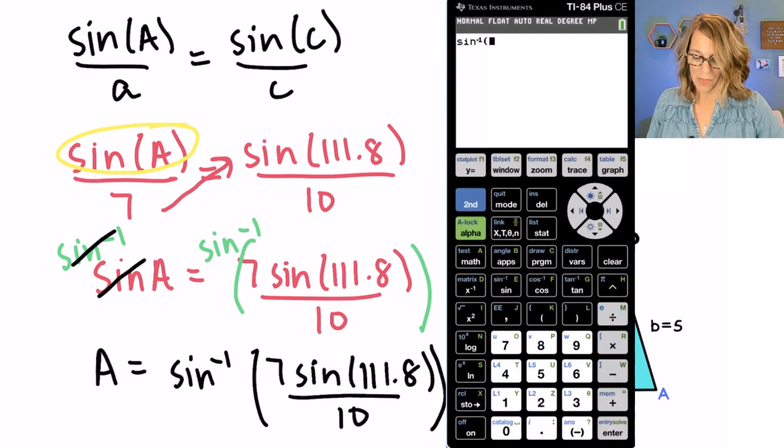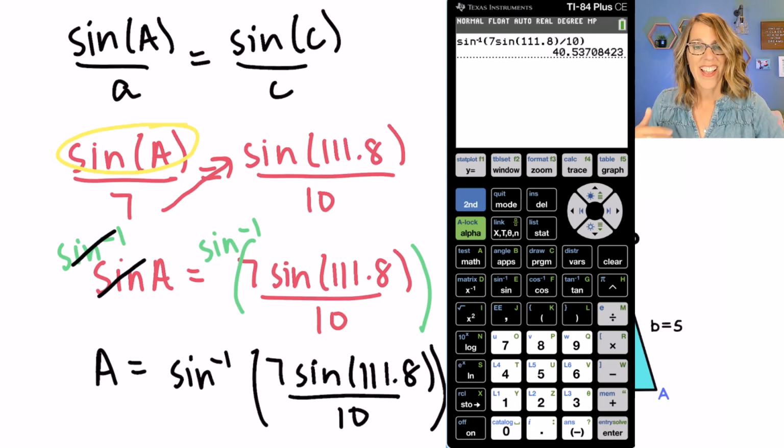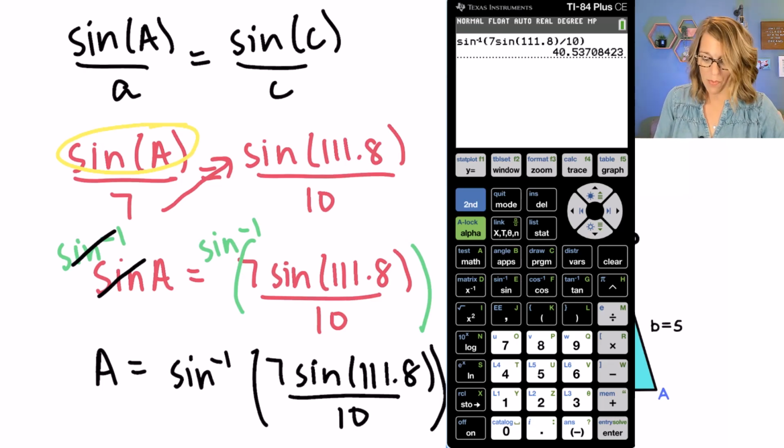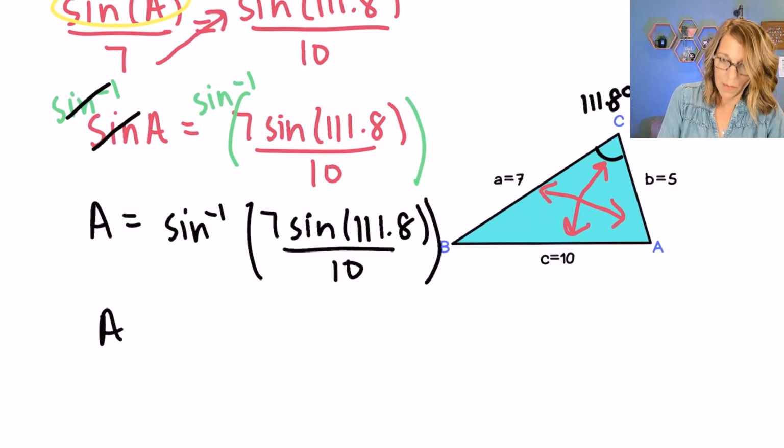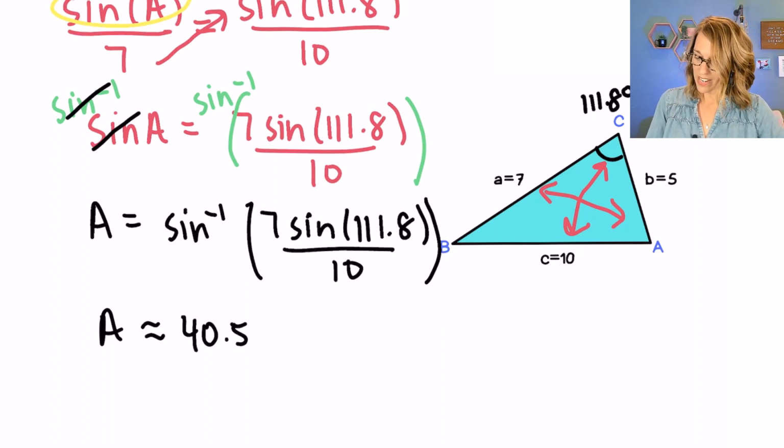Second sine is going to give me that sine inverse, and then I want 7 sine of 111.8 degrees. Close your parentheses, and then divided by 10. I'm going to close my parentheses here as well, and I end up with angle measure A, which is about 40.5 degrees. So I've got that angle A is about 40.5 degrees, and I can go ahead and put angle A right here.